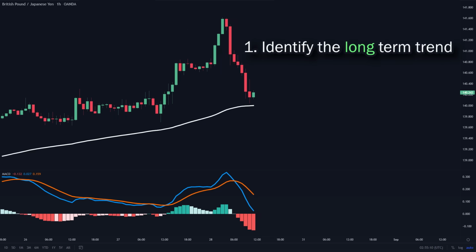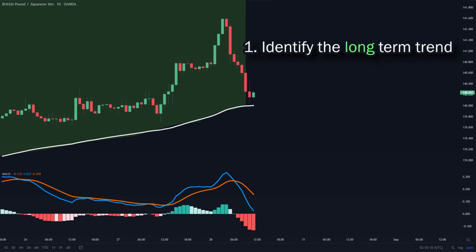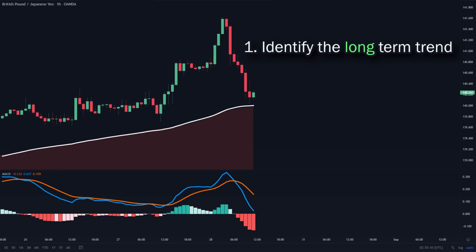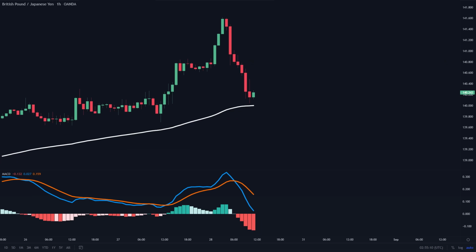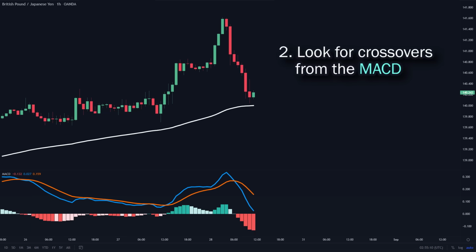So this is how you trade the strategy. The first step is you want to identify the long-term trend by looking at the 100 EMA. If the price is above the 100 EMA, it indicates that the long-term trend is up. And if the price is below the 100 EMA, it indicates that the long-term trend is down. Once you've identified the trend, the next step is to look for crossovers on the MACD that show the same signal as the long-term trend.